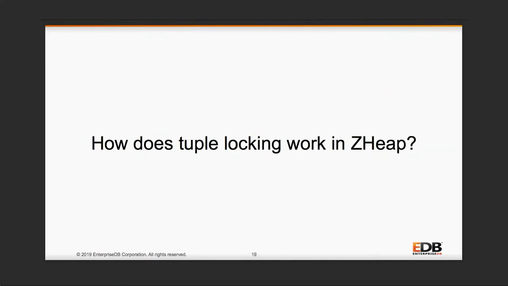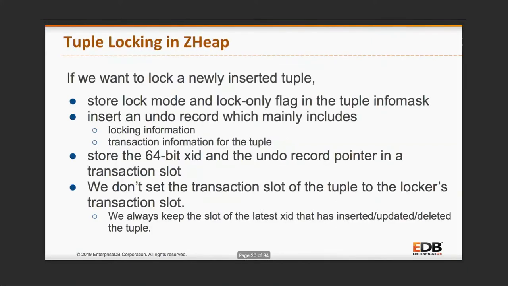So now the interesting part: how does tuple locking work in Zheap? If we want to lock a newly inserted tuple, where the tuple is just inserted and nobody has yet modified it, we store the lock mode and lock only flag on the tuple info mask. We insert an undo record pointer for that, which includes the locking information and the transaction information for the tuple. Then we store the full transaction ID and the undo record pointer in the corresponding transaction slot.